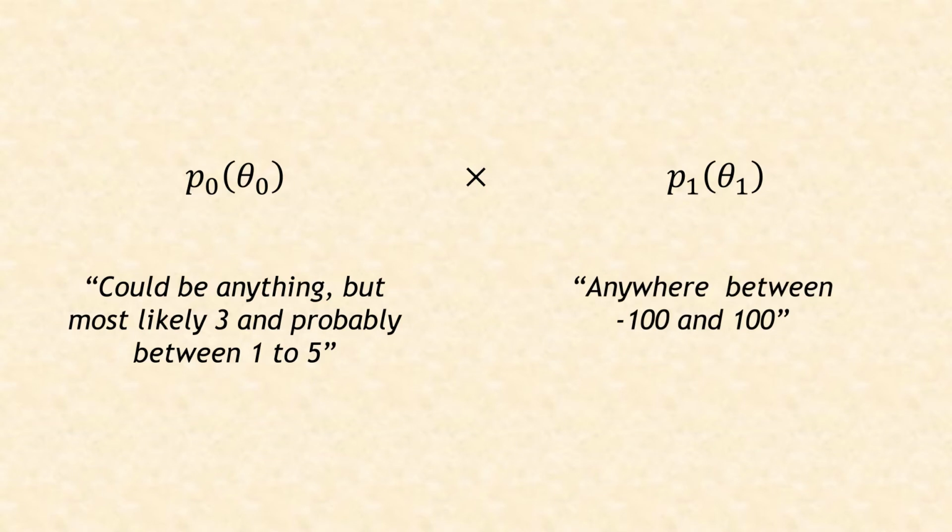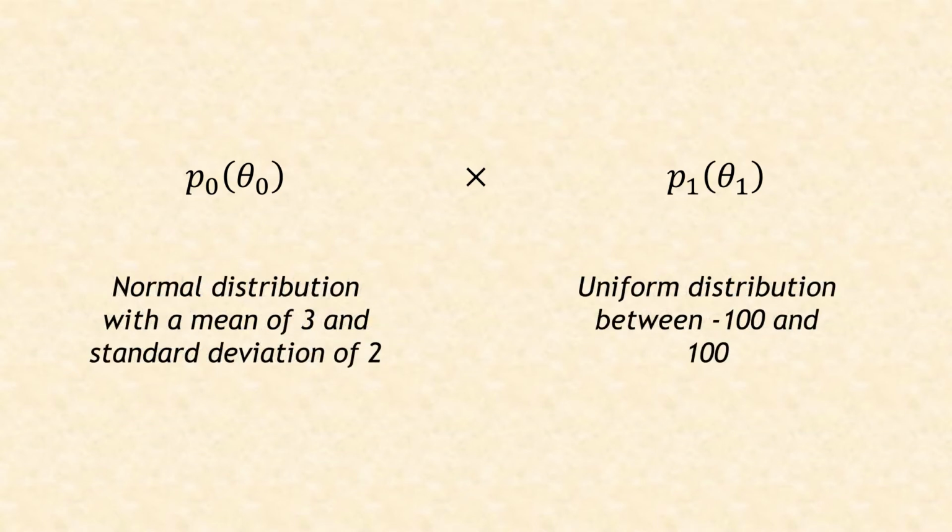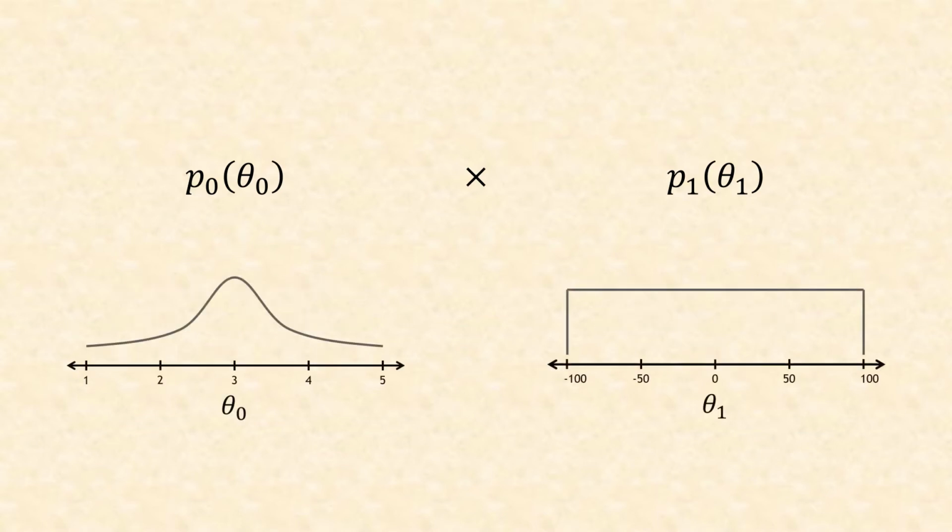We then must transform those statements into mathematical distributions. The first corresponds to a normal distribution with a mean of 3 and standard deviation of 2, while the second is a uniform distribution between -100 and 100. Visually, that would look something like this.